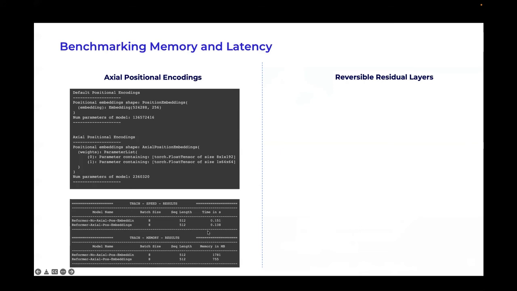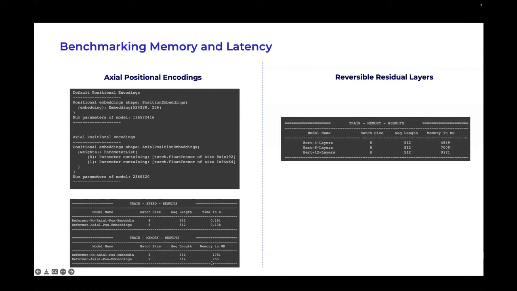And coming to the training speed, when compared to the time complexity and the memory complexity, you can see there is a significant drop. Without using the axial positional encodings, it is taking 1.7 GB during training, and with using the axial positional encodings, it is just taking 755 MB for a batch size of 8 and sequence length 512.